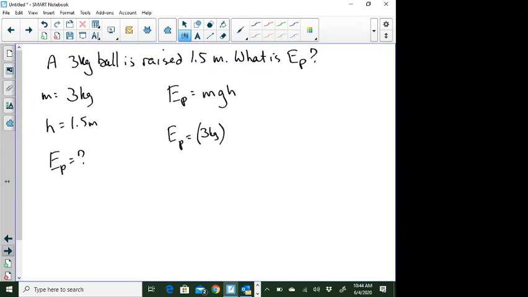Did I forget something? Did they miss something in the question? What's G? Yeah, it's 9.8. It's our gravitational field strength. It's a constant. It stays the same on Earth. And then we have our H, which is 1.5. So the 3 times 9.8 times 1.5.